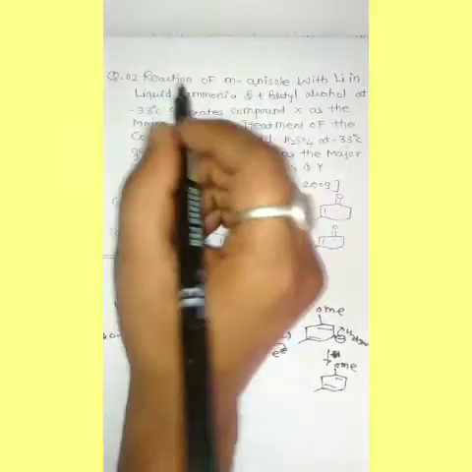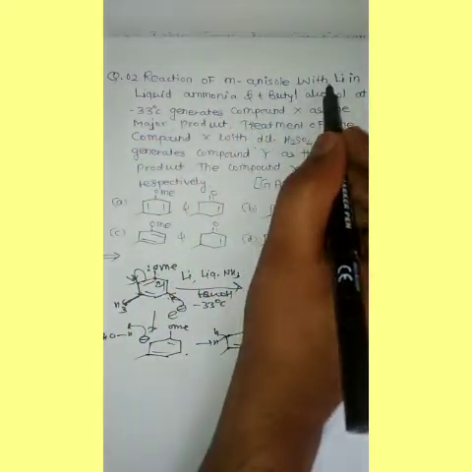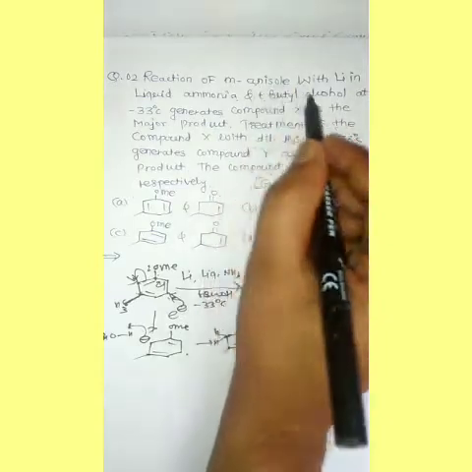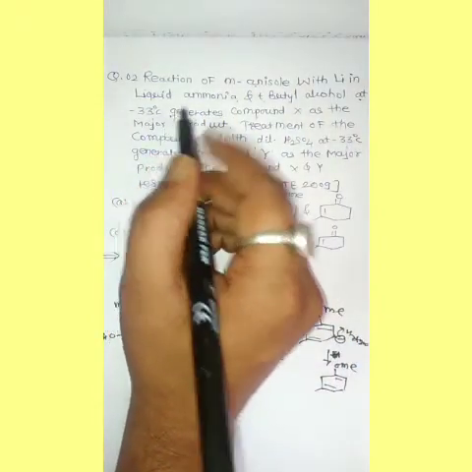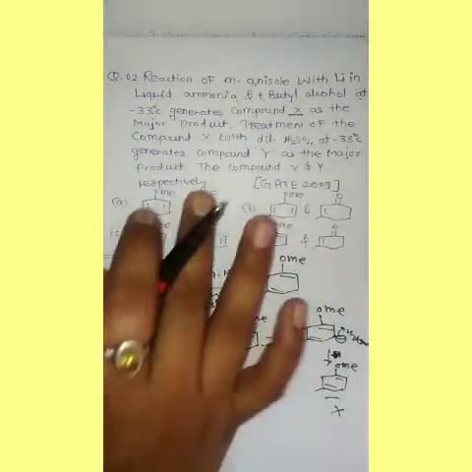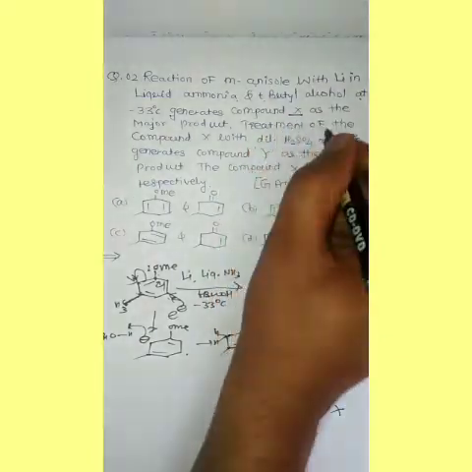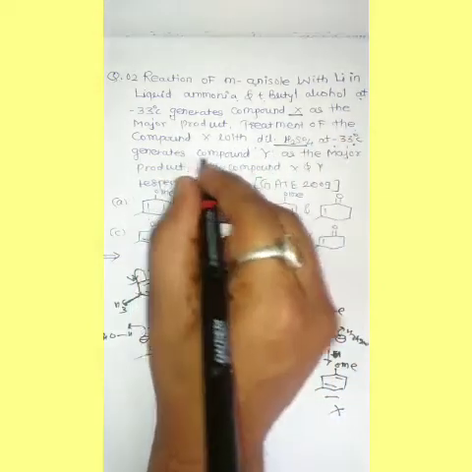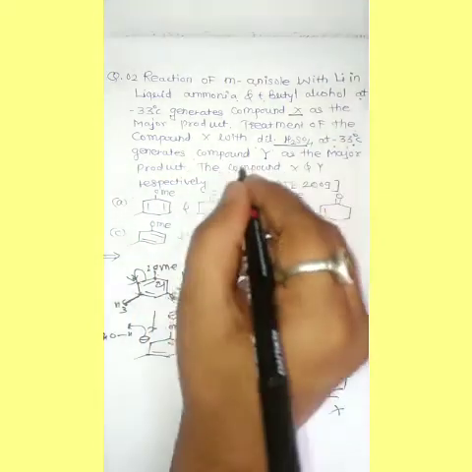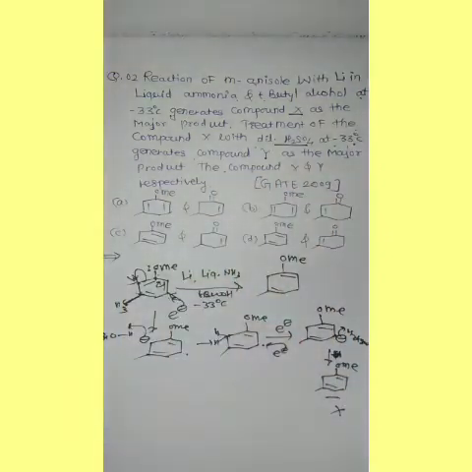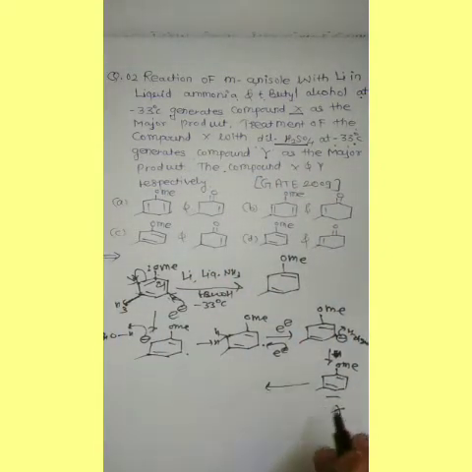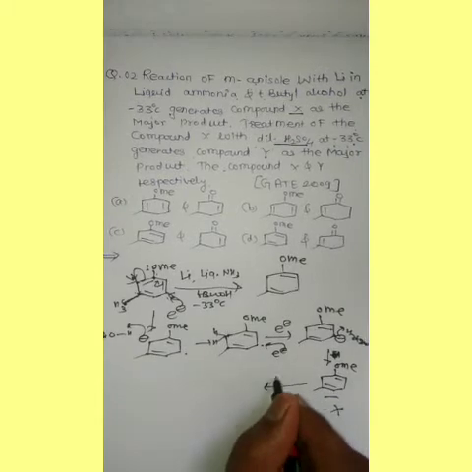Now see the example: reaction of meta-anisole with lithium in liquid ammonia and tertiary butyl alcohol at -33 degrees centigrade generates compound X. We get the X compound as the major product. Then treatment of compound X with dilute H2SO4 at -33 degrees centigrade generates compound Y as the major product. We also need to find Y. Let's see the treatment of this X with H2SO4.